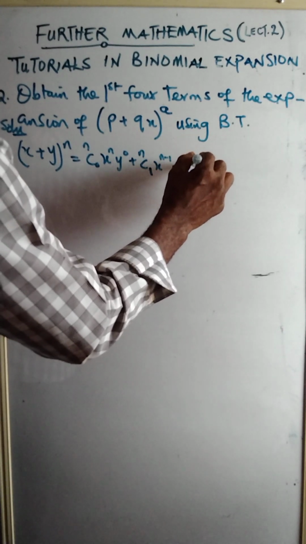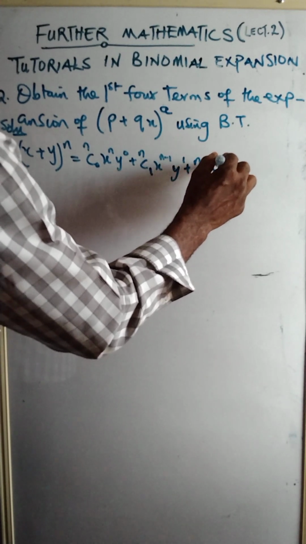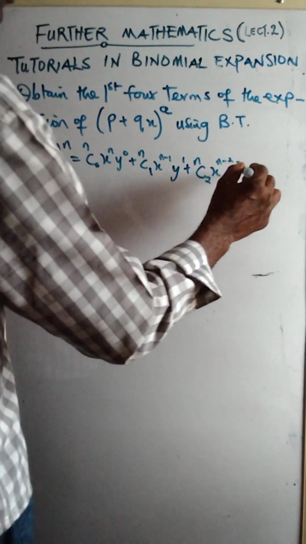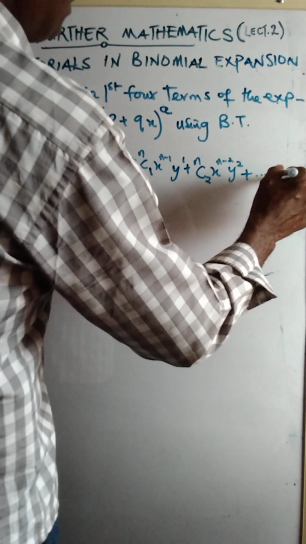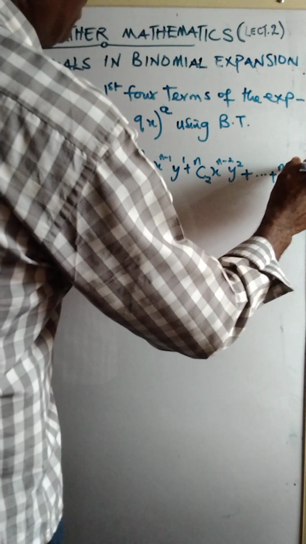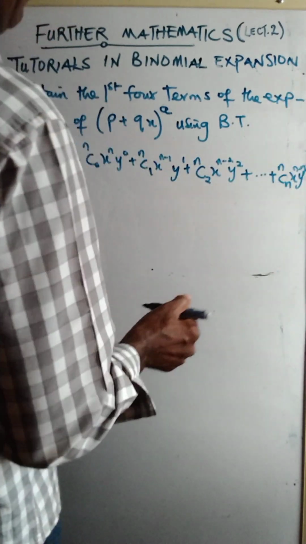And then you have n combination 2, then you have x raised to power n minus 2, y raised to power 2. So it continues like that until the last term becomes n combination n, x raised to power n minus n, then you have y raised to power n.